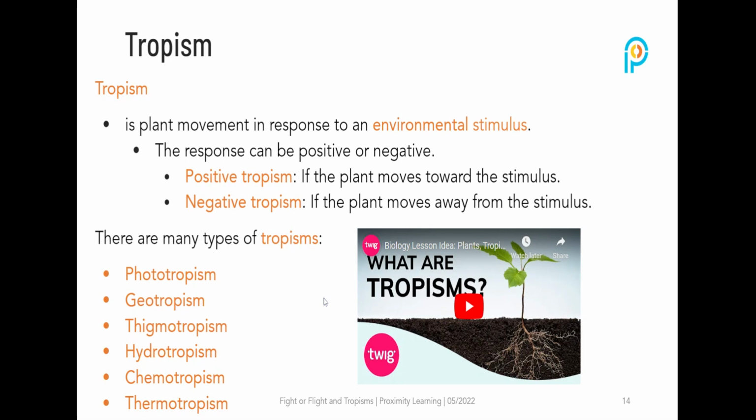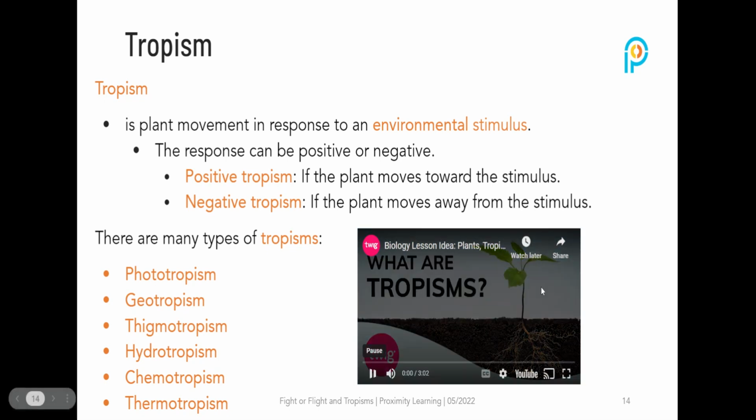Okay, let's switch gears a little bit and talk about tropisms. A tropism is plant movement in response to an environmental stimulus. The response can be either positive or negative. If it's a positive tropism, the plant moves toward the stimulus. If it's negative, the plant moves away. And there are many types: phototropism, geotropism, thigmotropism, hydrotropism, chemotropism, and thermotropism. It's kind of hard to say all that at one time. Here's a quick video.